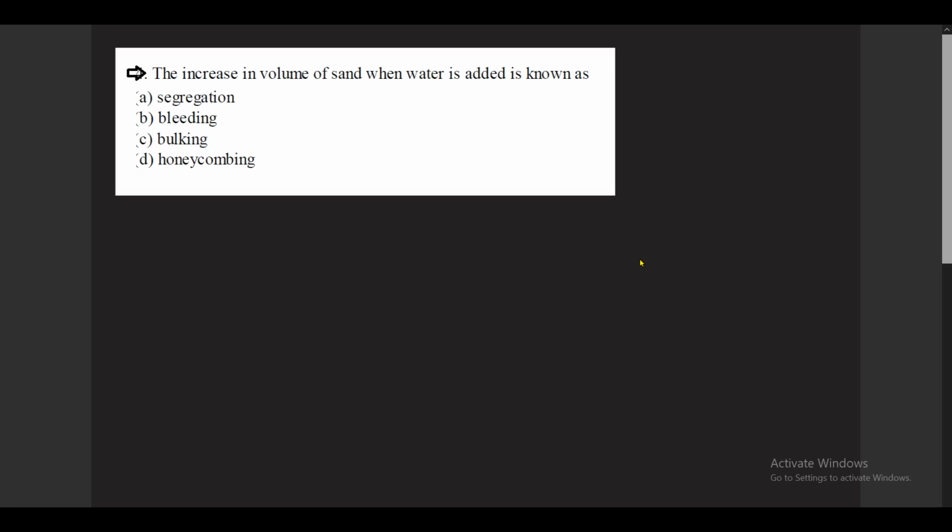Now the next question here, read the question carefully. The increase in volume of sand when water is added is known as. And you all know that the correct option here is bulking. When there is an increase in the water content, there is also an increase in the volume of the sand. This is called bulking, and as we discussed, the maximum bulking occurs when the water percentage is between 8 to 10% moisture content, and the maximum value of the bulking is up to 38%.